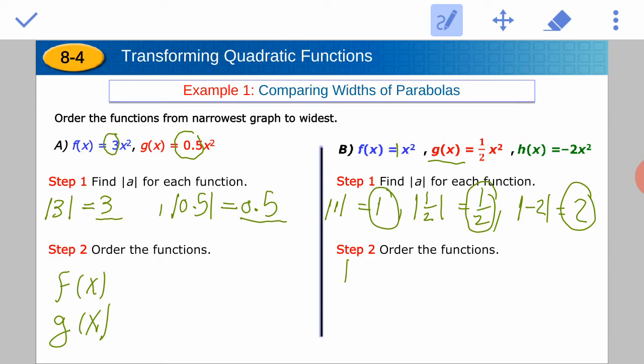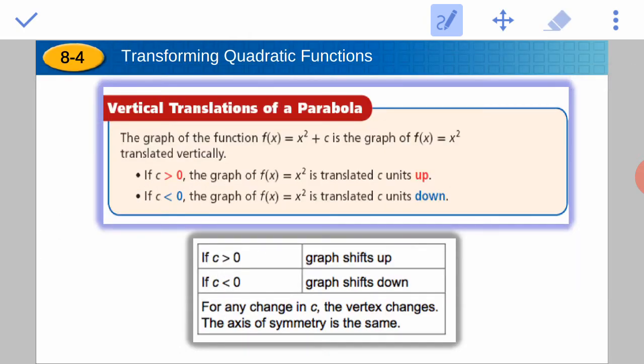So when you order them from narrowest, h of x is the narrowest one. The second narrowest one is going to be f of x. And the widest one is going to be g of x, because it has a coefficient less than 1. This is the smallest coefficient among 1 and 2, so this is going to be the widest one. So guys, it's really interesting to compare the width of functions without seeing their graphs.